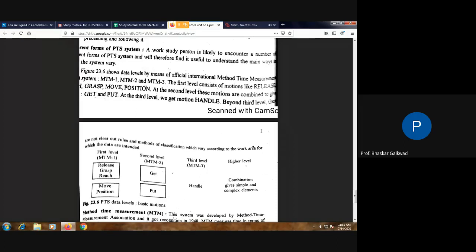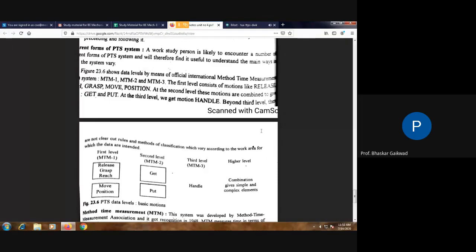As an example, consider the assembly of a carburetor with the help of two hands on one table. At the first level, how many motions are there? Release, grasp, reach, move, and position. Release means release your hand and go to that position, grasp that part, reach back, move back, and position that nut on the carburetor, like this. So these five motions come under the first level.